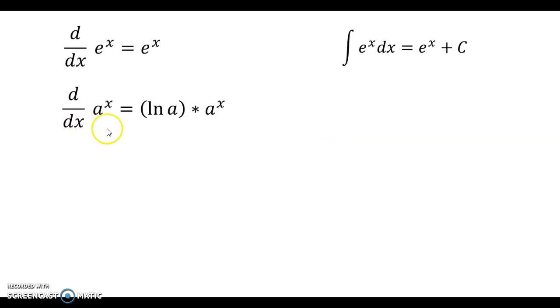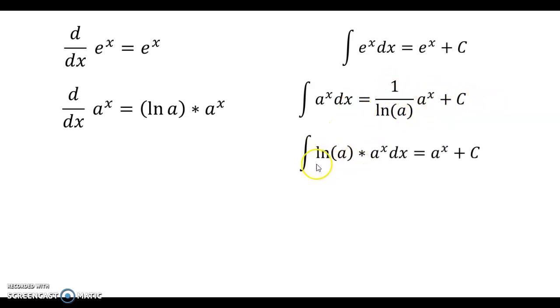When we have the derivative of a to the x, we have natural log of a times a to the x. So when we integrate a to the x dx, we get 1 over natural log of a times a to the x. Or if we have that natural log already in the integral times a to the x, we just get a to the x plus c. So if you have it in the integral, you don't need it in the solution. If you don't have it, you've got to have the derivative.